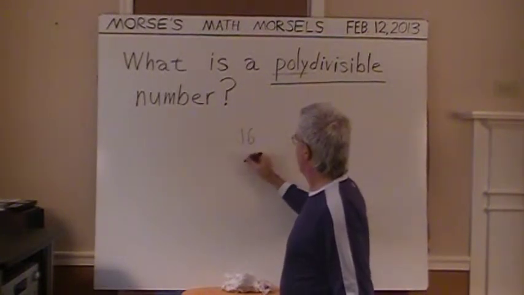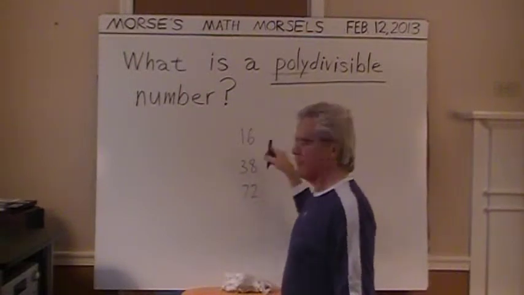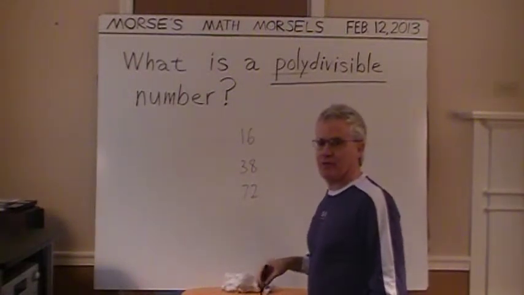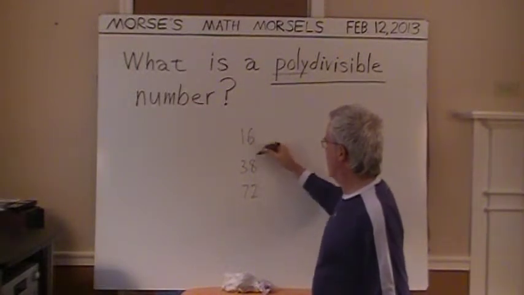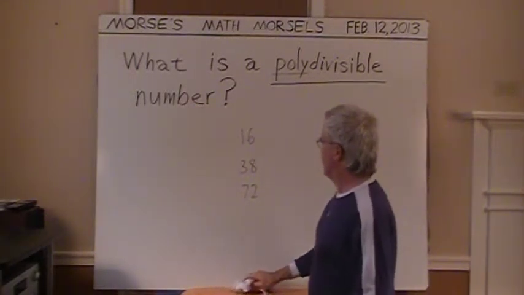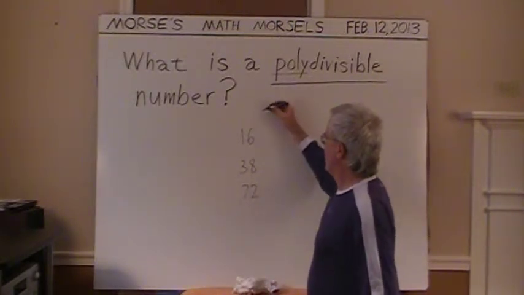Or 16, or 38, or 72. These are all 2-digit polydivisible numbers. Divisible by 1 in the first digit, divisible by 2 in the second digit, the ones place. What about 3-digit polydivisible numbers?